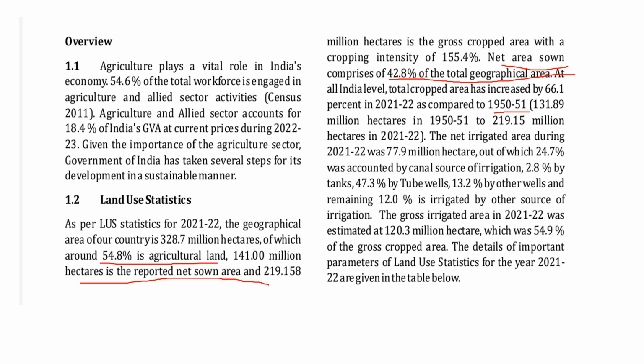This point is also important: the net irrigated area during 21-22 was 77.9 million hectares, out of which 24.7% was accounted for by canal source of irrigation, 2.8% by tanks, and 47.3% by tube wells. You can see here groundwater is the key source of irrigation.